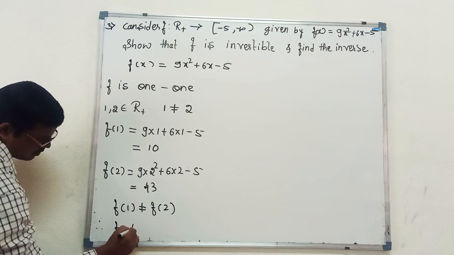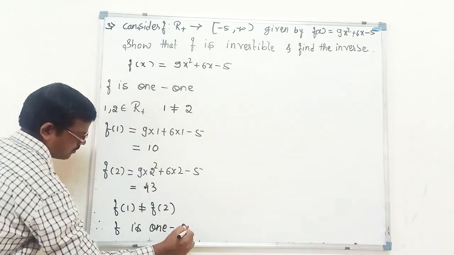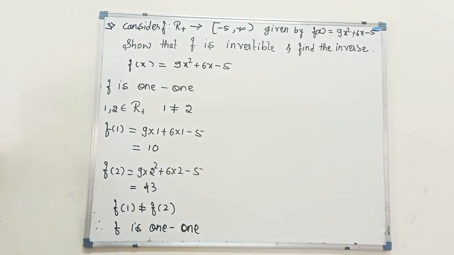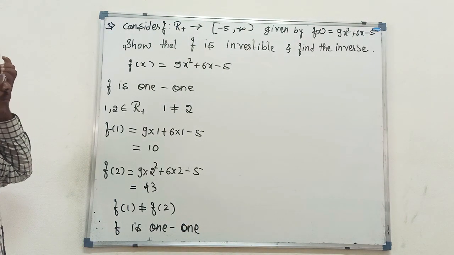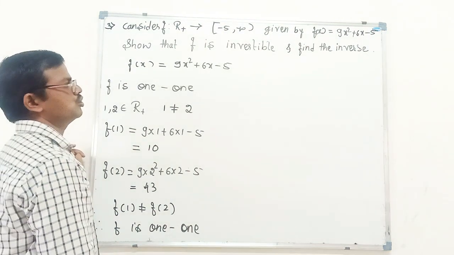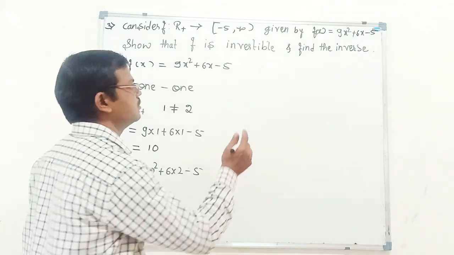Therefore, f is one-one, because different elements have different images. So next we move to showing that it is an onto function. For proving onto, first we have to express x in terms of y.